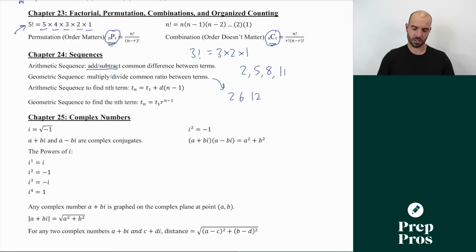For advanced students, you should memorize the actual equations for arithmetic and geometric sequences to find the nth term. Again, this is for my kids aiming for 30 plus. Make sure you memorize those. They're not super common, but in case they are, you're really screwed if you don't have these memorized.